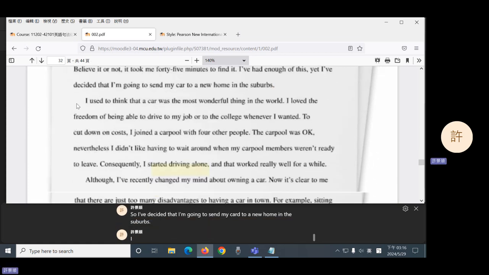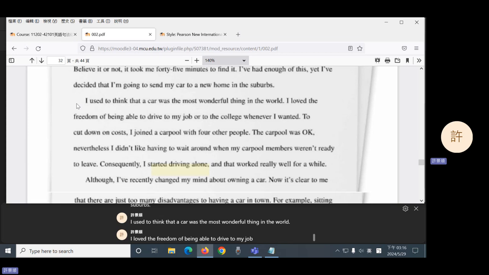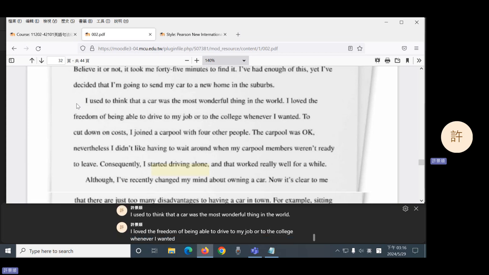I used to think that a car was the most wonderful thing in the world. I loved the freedom of being able to drive to my job or to the college whenever I wanted. To cut down on costs, I joined a carpool with 4 other people.